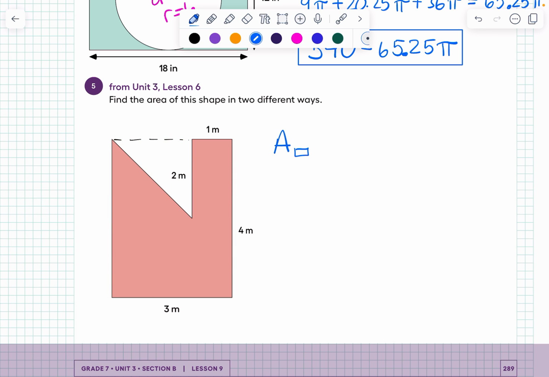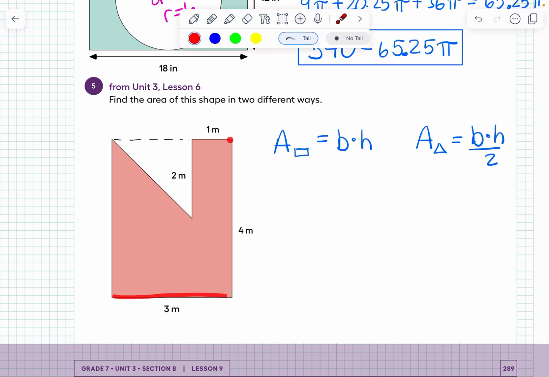So let's write down our formulas of what we need. I need to know the base and height, and the area of a triangle is equal to base times height divided by 2. Okay, let's talk about this. The base of my rectangle is 3, and the height of my rectangle is 4. So 3 times 4 is 12.